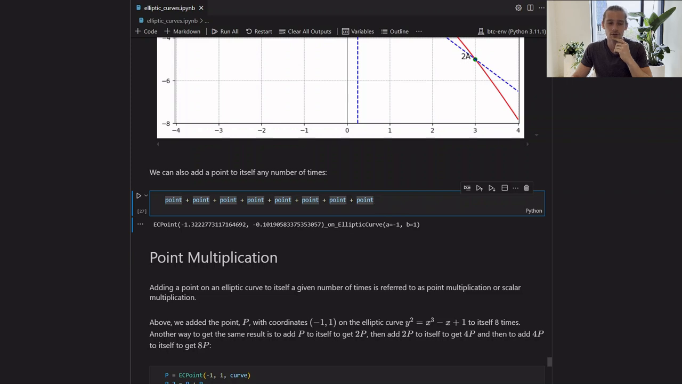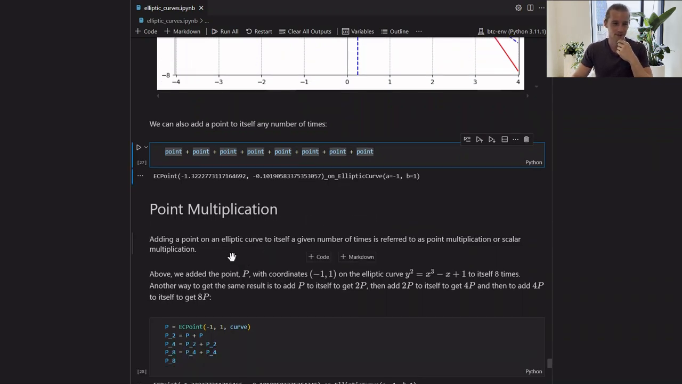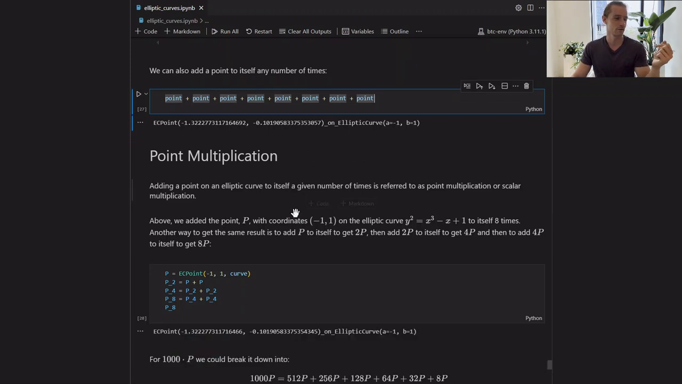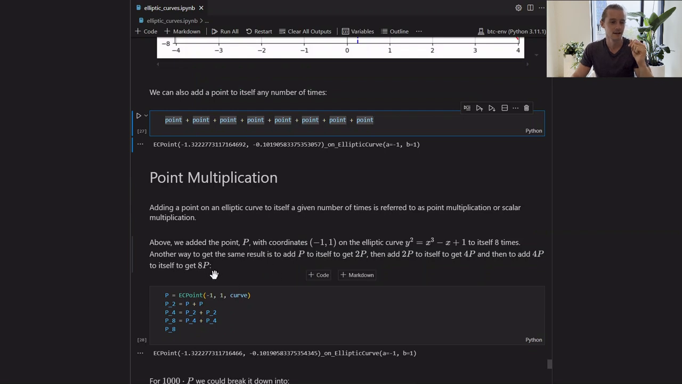If you do this a repeated number of times, you can actually get something that in elliptic curves we call point multiplication. So adding a point on an elliptic curve to itself a given number of times is referred to as point multiplication or scalar multiplication. Now the term multiplication is a bit misleading here because the operation is still just point addition done a given number of times, but that's what it's called. So it's important for you to understand what this is.